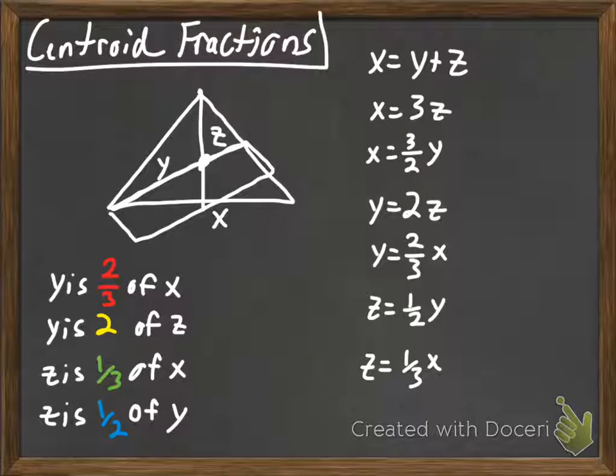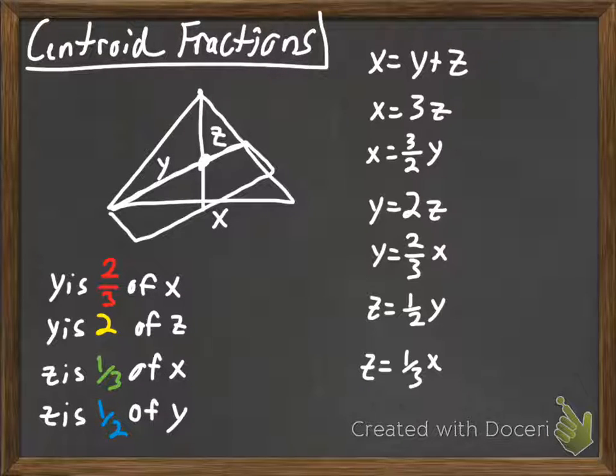So there we go, I filled in the chart for you. y is 2/3 of x, y is 2 times z, z is 1/3 of x, and z is 1/2 of y. And please recall that with my z's, I put a slash through them so you won't think that they are 2's. Because as you can see right here, my 2 and my z look very similar.